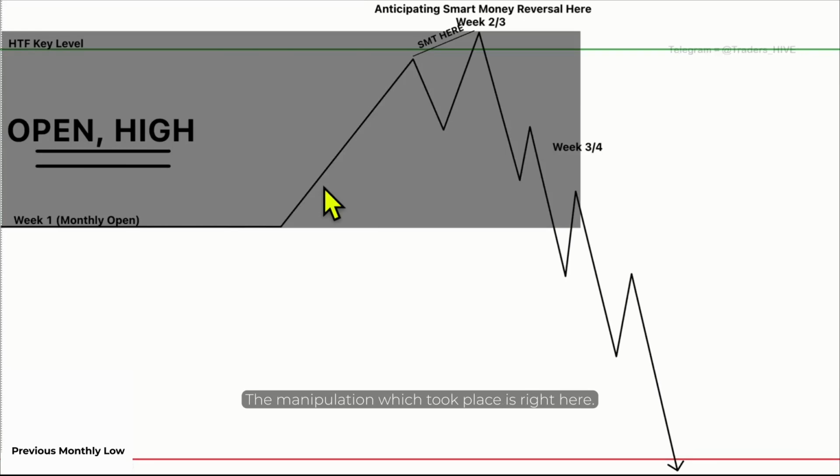The manipulation which took place is right here. All the delivery above the monthly open is where we want to ideally get short. Meaning, the moment that we reach that higher time frame key level, we want to position ourselves short above the monthly open or in close proximity to it. The market opened up for this month and immediately repriced higher.